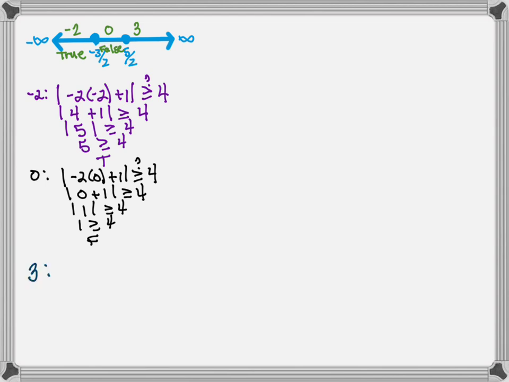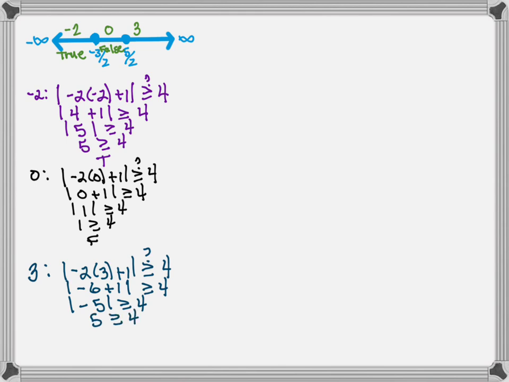Let's test 3. Substituting that in for x, we write the absolute value of -2 times 3 plus 1. Is that greater than or equal to 4? -2 times 3 is -6, so we get the absolute value of -6 plus 1 greater than or equal to 4. -6 plus 1 is -5, so we get the absolute value of -5 greater than or equal to 4. The absolute value of -5 is 5, so we get 5 greater than or equal to 4. This is true, and I will write true on that interval where we got the 3 test value.